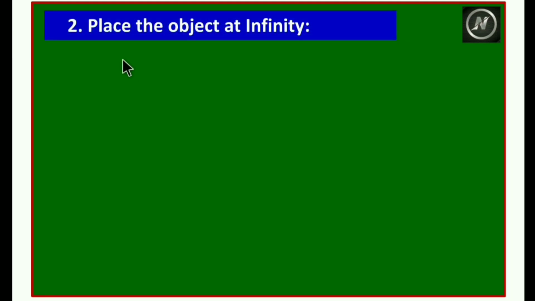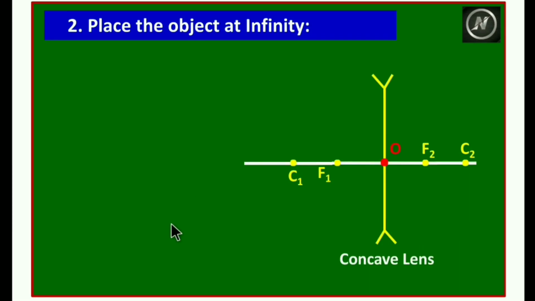Second one. If you place the object at infinity, what happens? So this is the concave lens. We are placing the object at infinity, so we cannot show the object in this picture. But the light rays are coming from a far distance. So the parallel rays are coming from the top point of the distant object.